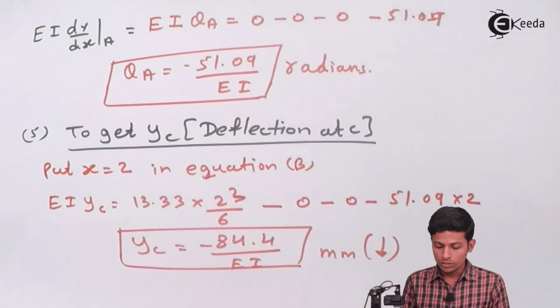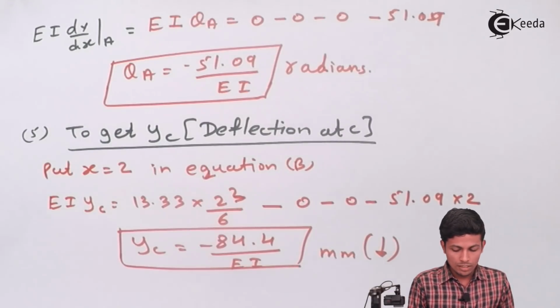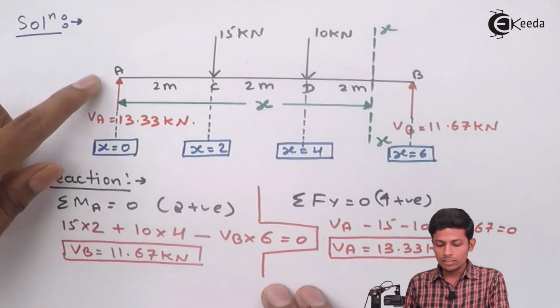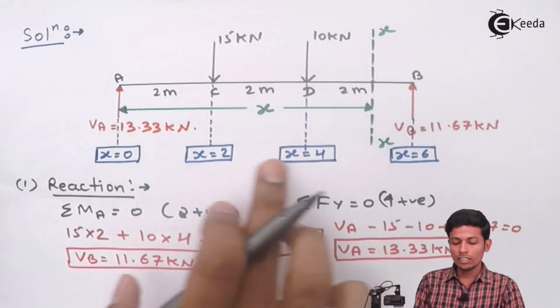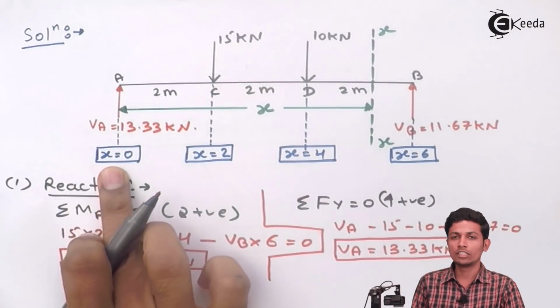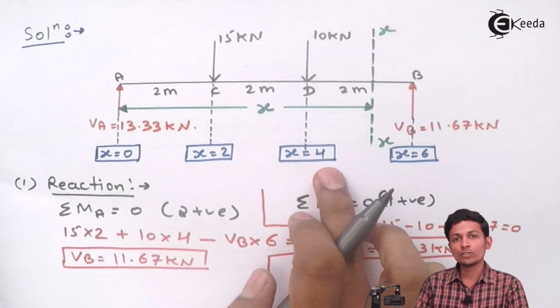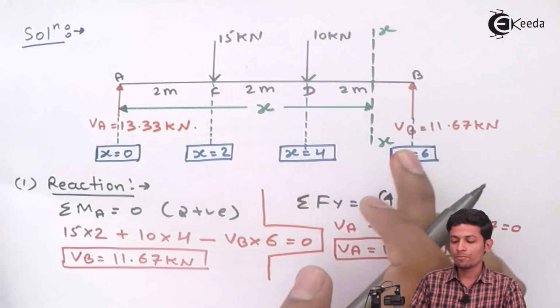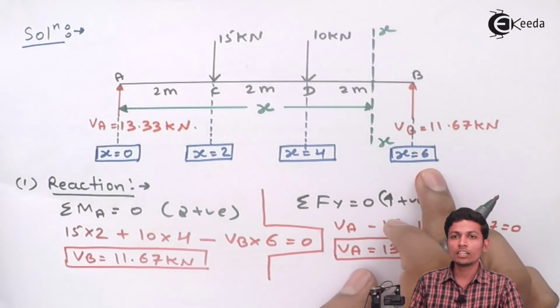Now we are done with this part. In the exam, just remember one thing in Macaulay's method. If you have to find the slope at A, just put x equal to 0 in the general slope equation. If you are finding the deflection at D, simply put x equal to 4 in the general deflection equation. If you are finding the slope at B, simply put x equal to 6 in the general slope equation.